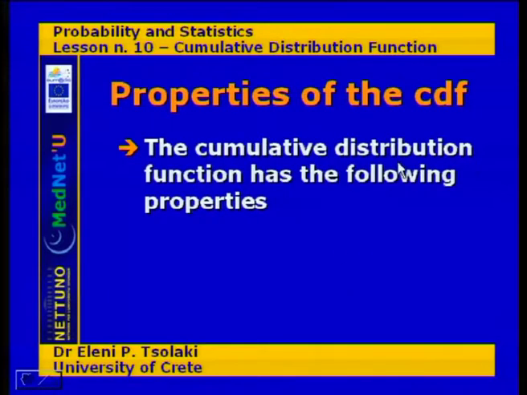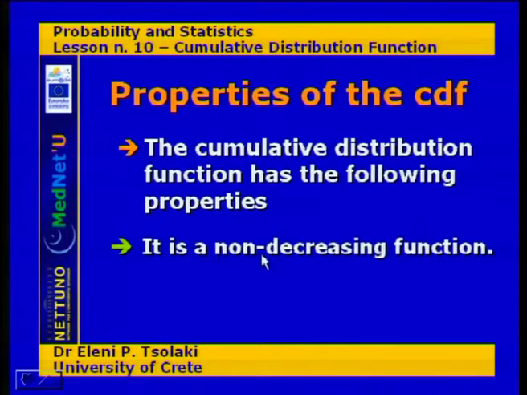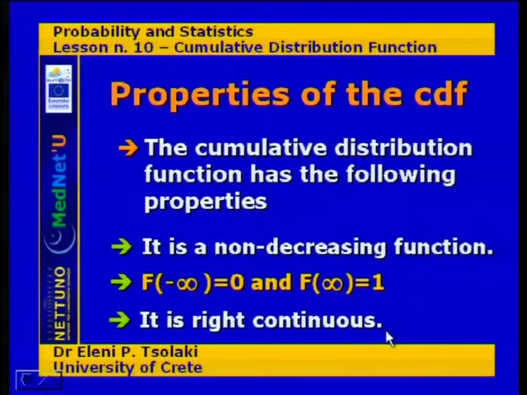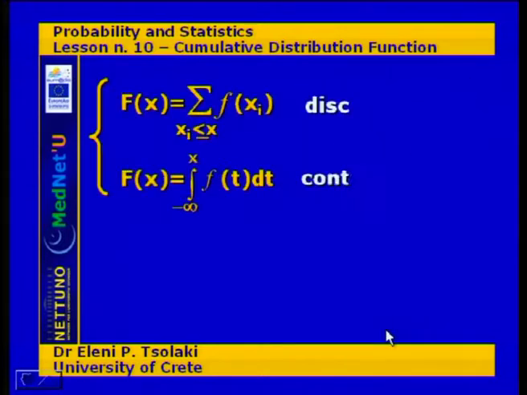The properties of the cumulative distribution function are that it is a non-decreasing function. The value of the cumulative distribution function at minus infinity will be 0, and the cumulative distribution function at infinity will be 1. It is right continuous, and it can be calculated using these formulas here.